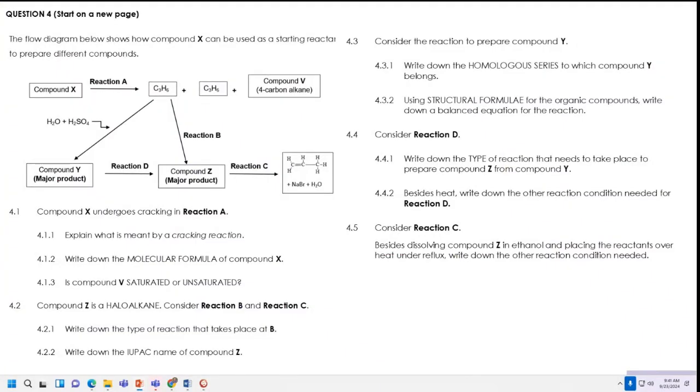consider reaction C. Reaction C. There we have reaction C. This one, yeah. Right, reaction C. Besides dissolving compound Z in ethanol and placing the reactants over heat under reflux, write down the other reaction condition needed. Oh, that's very easy. You need a concentrated base. And the concentrated base that is very good to use is sodium hydroxide, right?